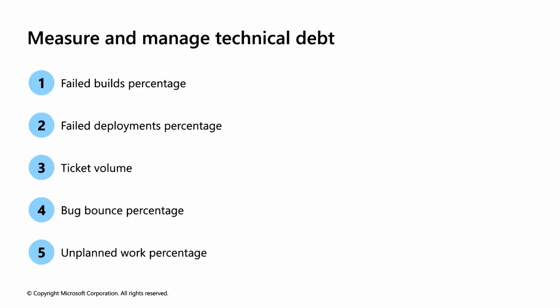To effectively manage technical debt, it's important to measure it using clear metrics. Some useful indicators include the percentage of failed builds and deployments, the volume of tickets or bugs, bug bounce percentage, which is how often bugs reappear, and the amount of unplanned work. By tracking these metrics, teams can identify areas where technical debt is accumulating and take proactive steps to address it. Automated testing and assessments are valuable tools for minimizing technical debt. It helps teams maintain high standards and deliver reliable software that meets user expectations.